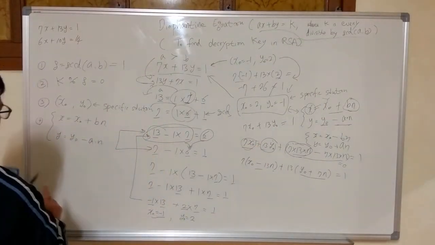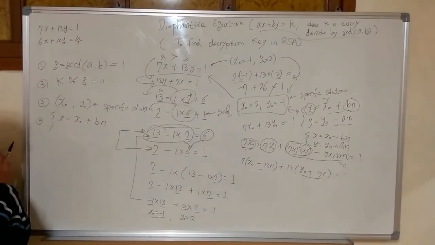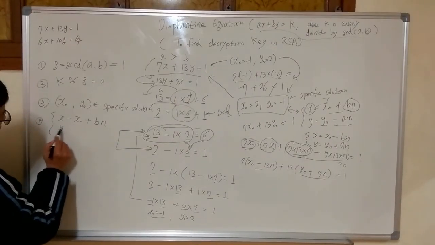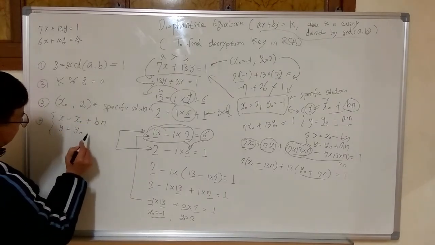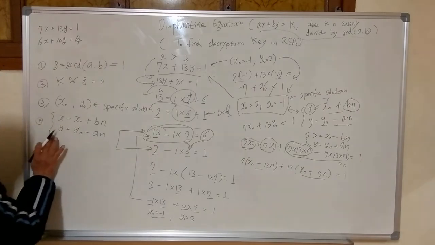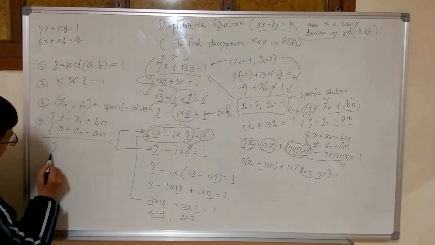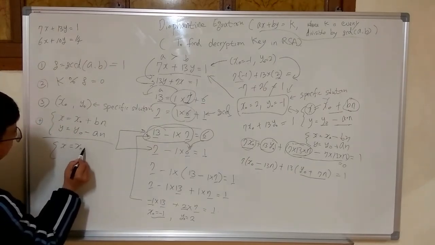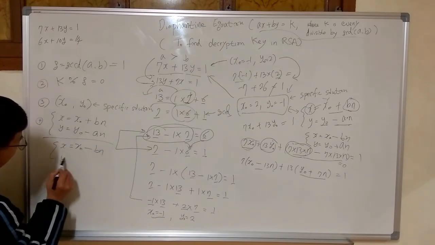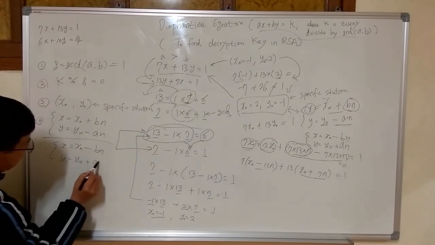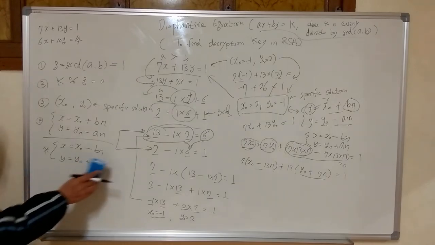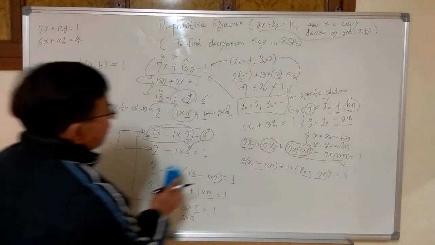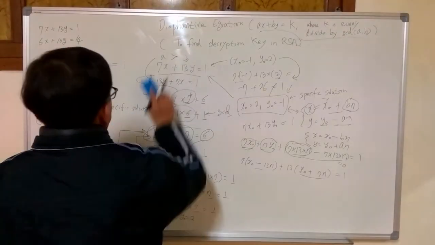So please note that this is perfectly valid: y0 minus an. This is one set, and another set: x equals x0 minus bn, y equals y0 plus an. This is also perfectly correct solutions, in fact. But I will erase it. Now we will try this case.